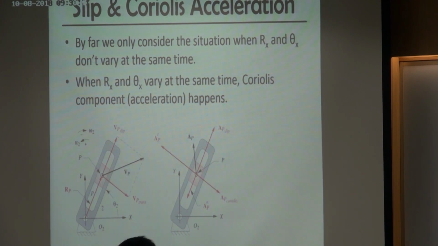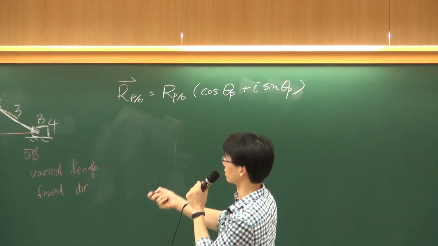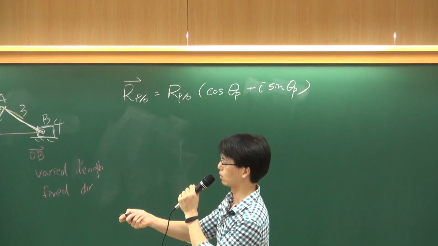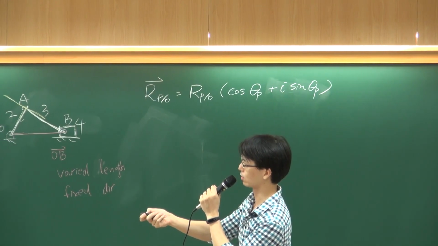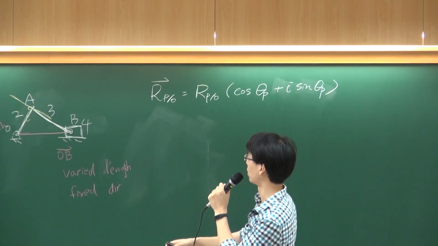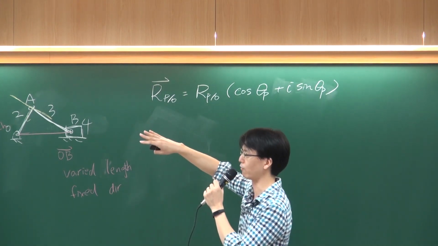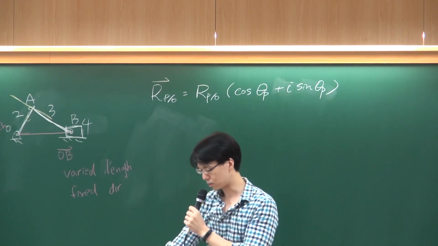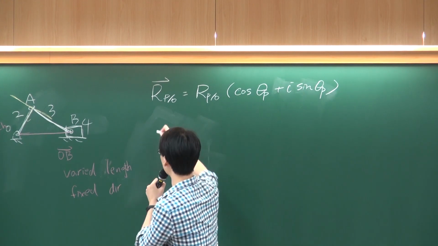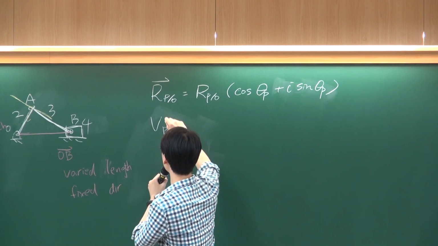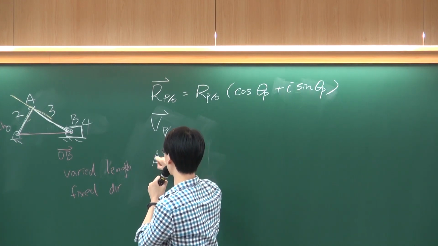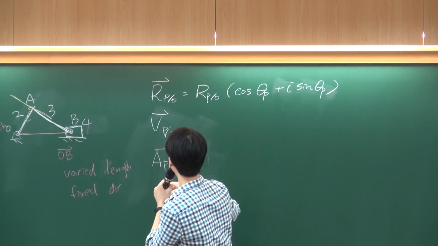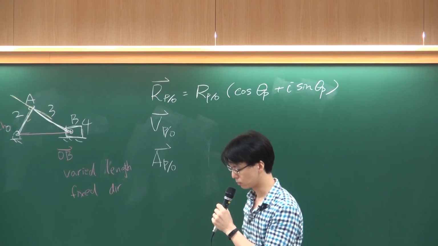I think it's easier to understand that in the math. So for every vector, here I start with position, so I represent it as R. So RPO is representing the relative displacement between this P and point O. And here I try to use a vector to represent everything. So this RP is representing the position, and I'll use VP and APO for velocity and acceleration.